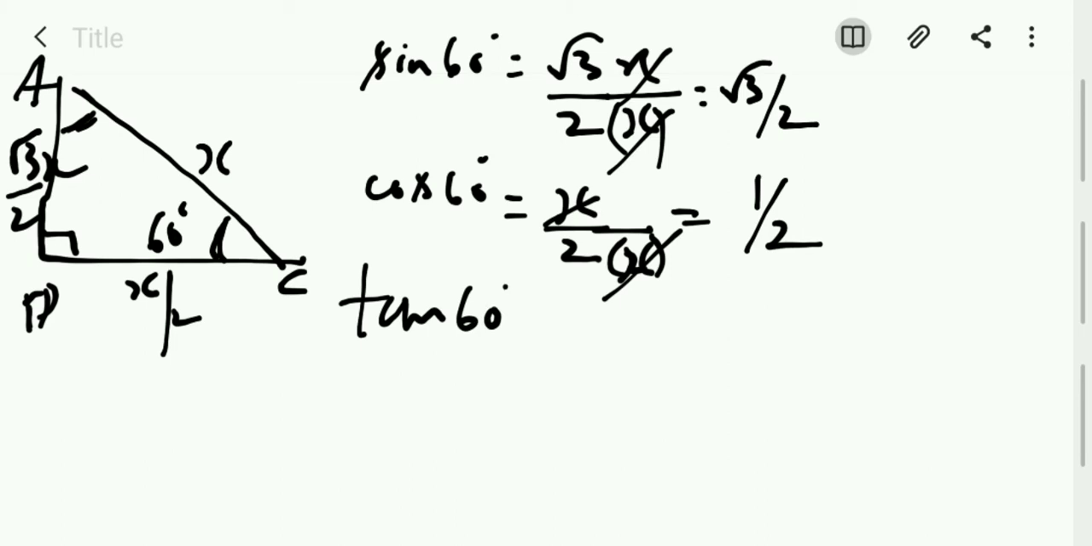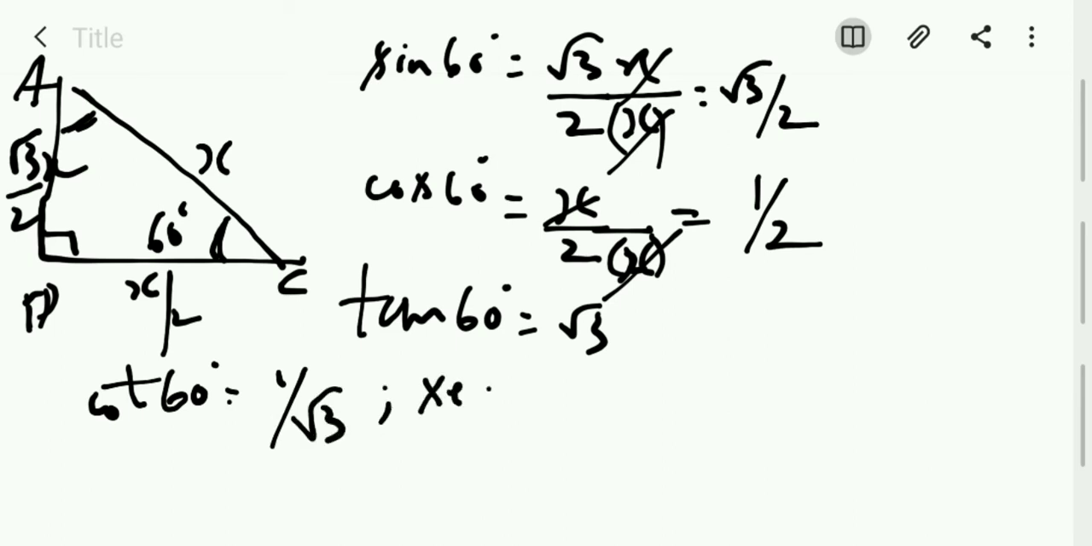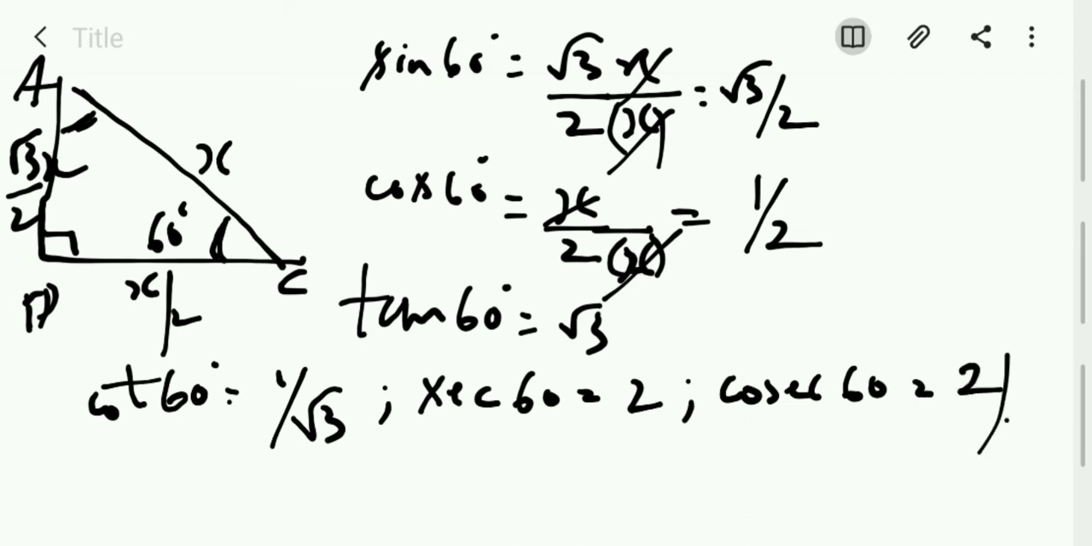Now what is tan 60? Sine divided by cos, which is nothing but root 3. And what is cot 60? Reverse of tan, which is nothing but 1 by root 3. And what is secant 60? Reverse of cos. Correct? Reverse of cos, which is nothing but 2. And what is cosec 60? Which is the reverse of sine, that is 2 by root 3. Got it? So these are all the values of 60 degree.